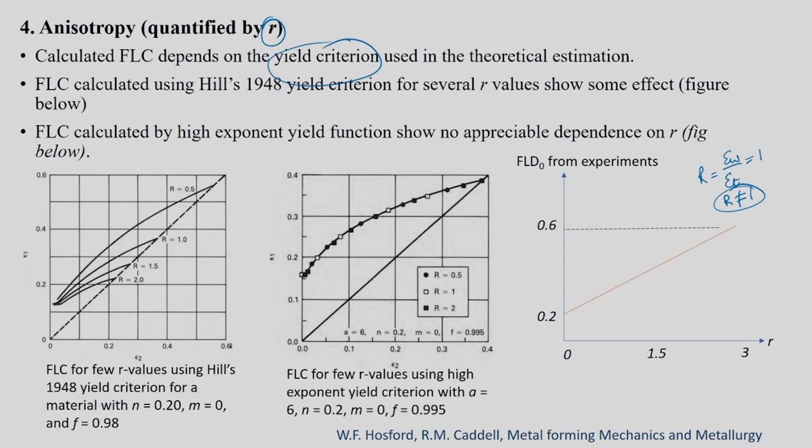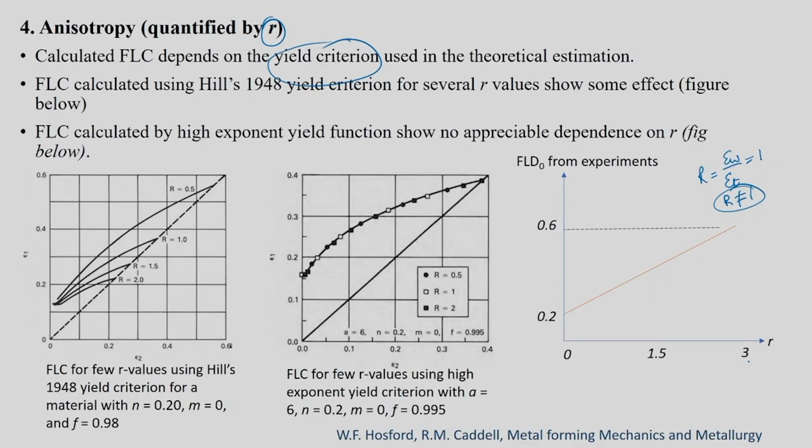In a very summarized way we are going to discuss this, and if the yield function changes in the theoretical estimation of the forming limit curve, then that will have a significant influence on studying the effect of R on the forming limit curve. So you have to choose the anisotropic yield function wisely to study the effect of R on the forming limit curve.